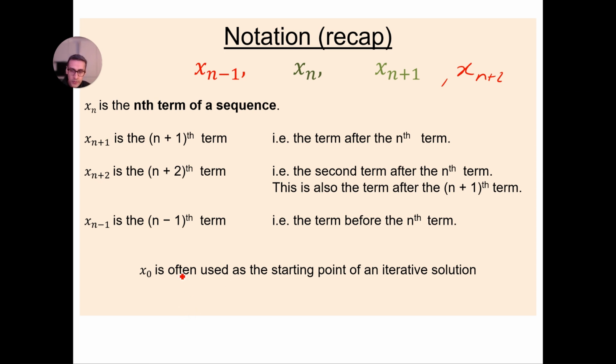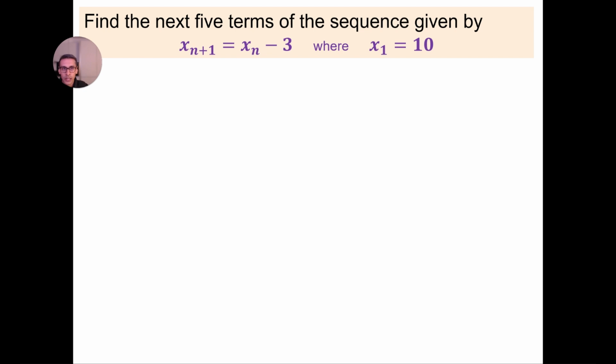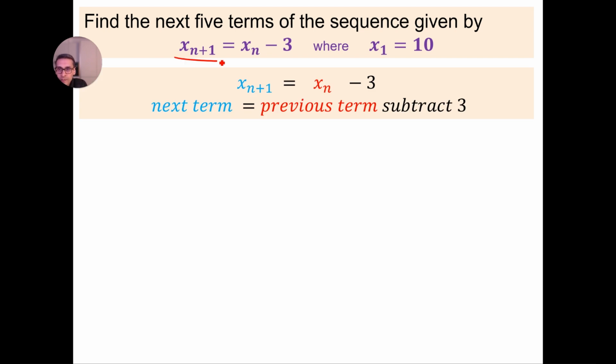So what you will find, like we looked at in the example in the previous slide, x naught is usually used as a starting point for this type of sequence formula that we're going to look at. So let's look at an example of a basic sequence formula, how to interpret what this means. So we can see we've got xn plus 1, so that basically is telling you the next term is equal to the previous term take away 3. And rather than writing out this in words, we can just use this notation here.